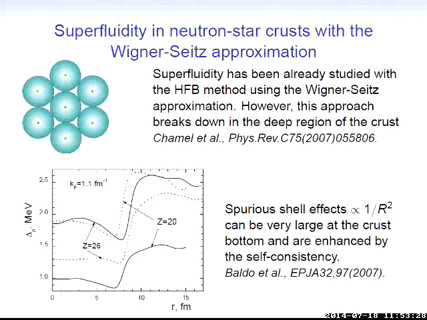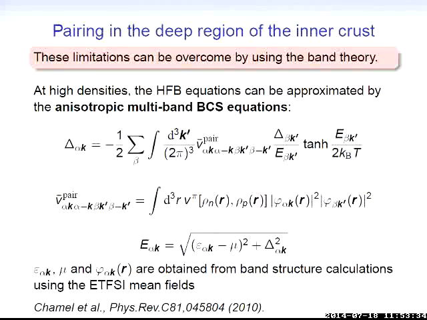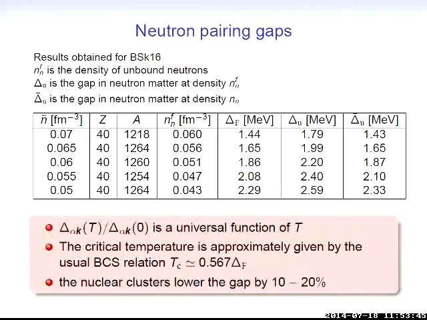time is running out. We also did calculations of superfluid properties, like for instance pairing gaps, including the effects of the nuclear clusters. Essentially, at least for the dense region of the crust, nothing dramatic really happens. It's quite funny, but we find essentially the same kind of universal relation as in the BCS relation for the critical temperature and for the pairing gaps. And essentially the effect of the clusters is to reduce the gaps found in pure neutron matter by about 20%.